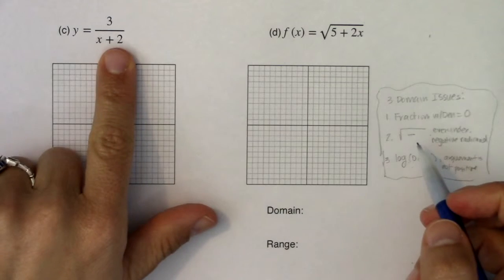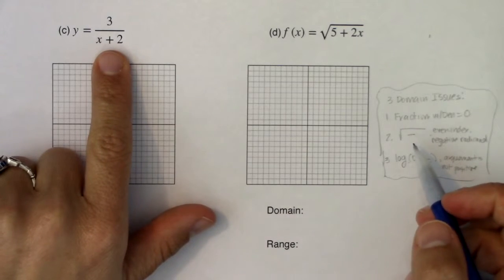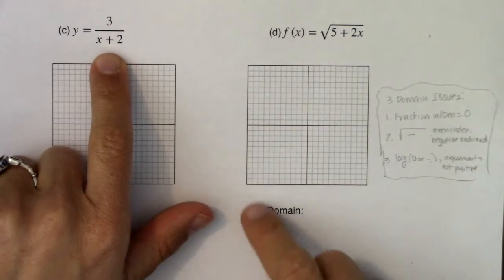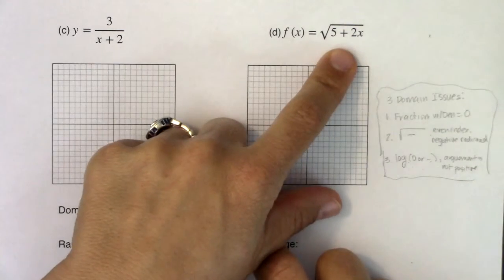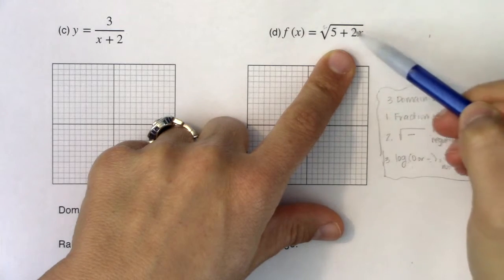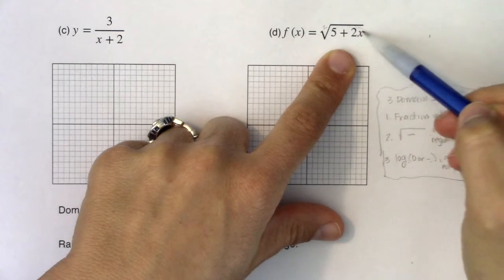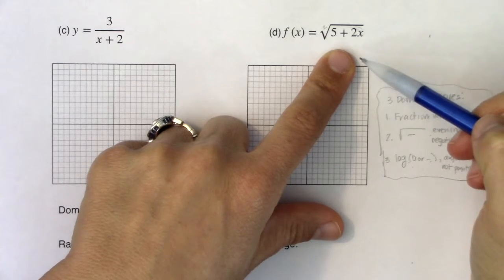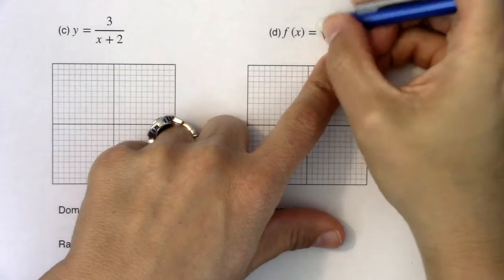So in part C, you can see I have a fraction. So my little spidey senses go off. I'm going to have to pay attention to that. In part D, I have a radical. And that index is 2, right? I do have an even index, so I have to make sure that my radicand, my 5 plus 2x, is greater than or equal to 0. So I will have domain issues here.